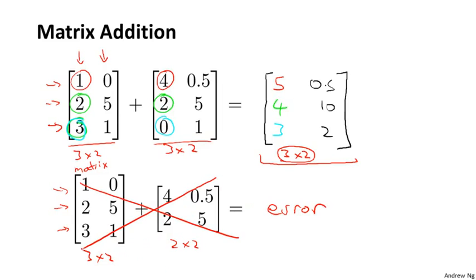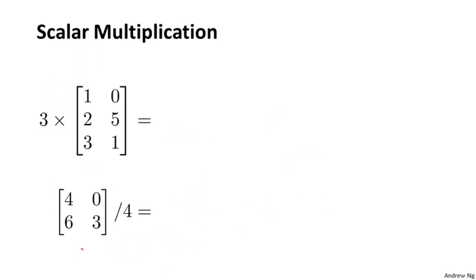So that's matrix addition. Next, let's talk about multiplying matrices by a scalar number. A scalar is just maybe an overly fancy term for a number or a real number. The scalar just means real number. So let's take the number 3 and multiply it by this matrix. If you do that, the result is pretty much what you'd expect. You just take the elements of the matrix and multiply them by 3 one at a time.